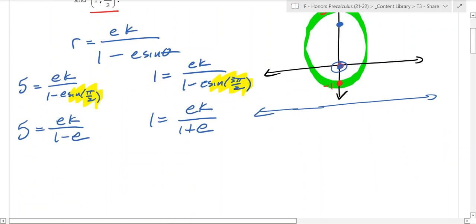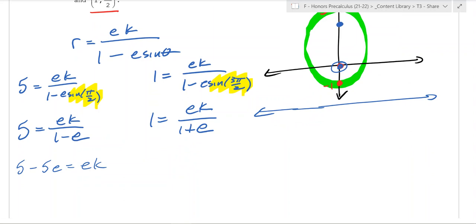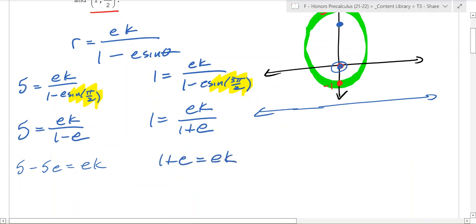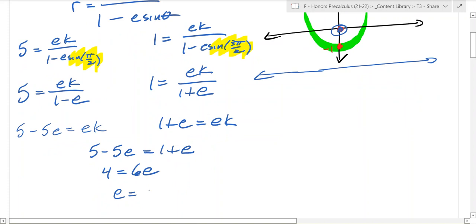When you multiply this out, it's very similar to what we did before. We cross multiply. 5 minus 5E is equal to EK. And over here we have 1 plus E is equal to EK. So what we can do here is set them equal to each other. 5 minus 5E equals 1 plus E. So we end up with 4 is equal to 6E. So E is equal to 4 over 6, which is 2/3.